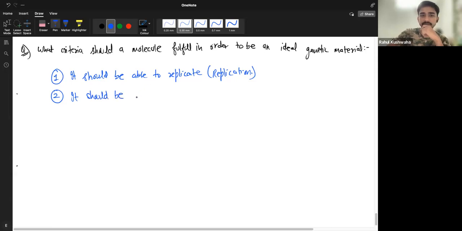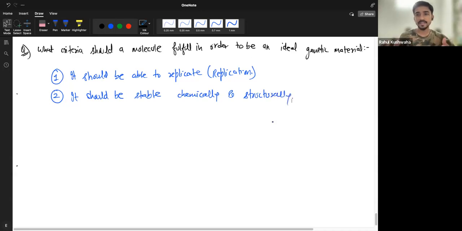It should be stable, right? It should be stable chemically and structurally, both. Because if the genetic material is not stable, our ancestors gave some gene, that gene changed human beings looking like humans.